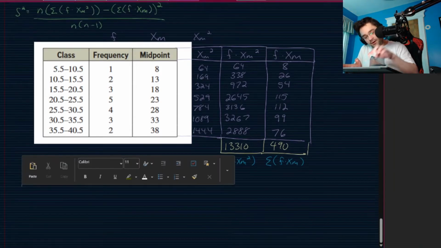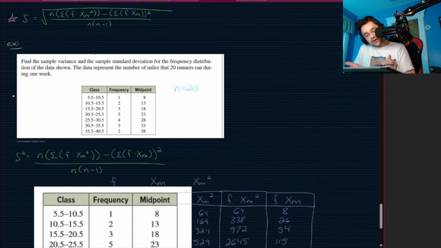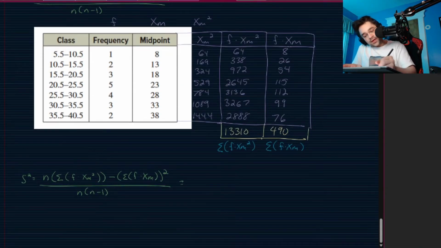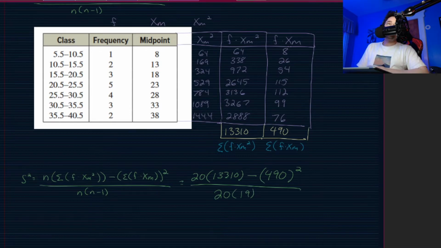Copying the formula down here. So what are we going to get here? N. Remember, it's the sum of the frequencies. Again, in this case, it's 20. We said that earlier. I know it was a while ago. So we get here 20 times the sum of all the f times xm squareds, which we got right here is 13,310, minus the sum of all the f times xm's, which is 490 squared, all over n times n minus 1. N is 20, so n minus 1 is 19. 20 minus 1, right?